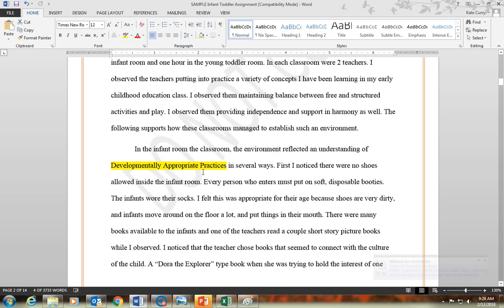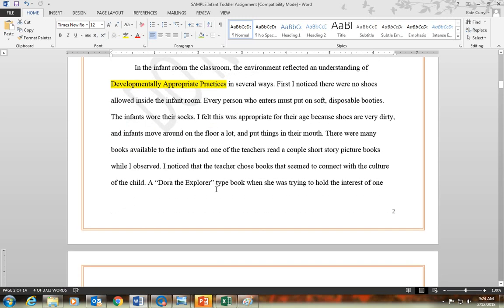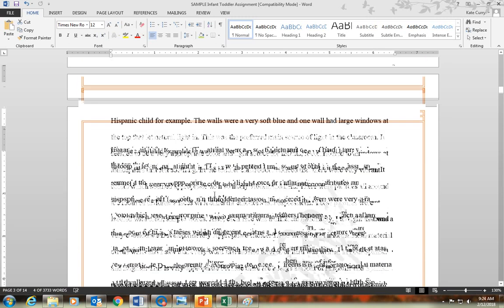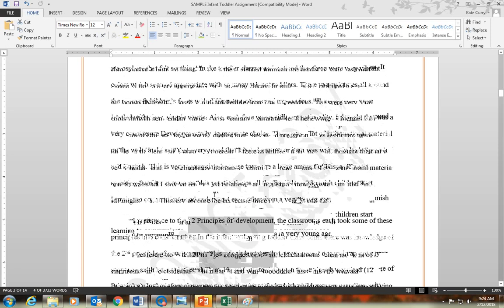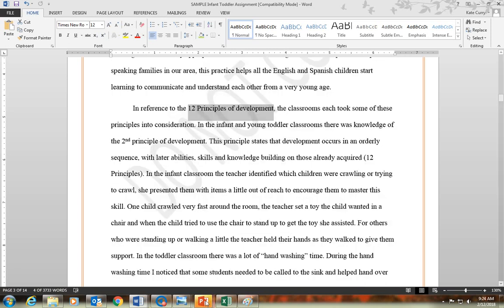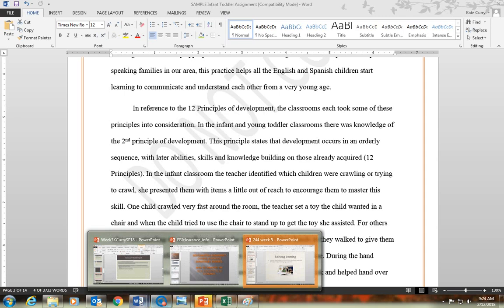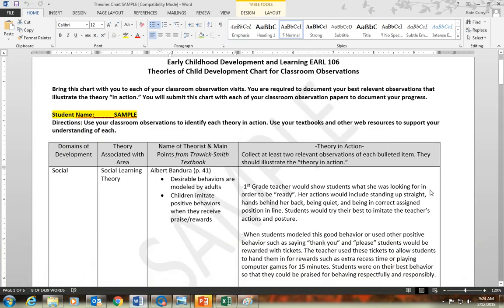And then you can see they start to answer the questions in the same way as the first example that I showed you, only they're writing in paragraph form. So that's completely up to you. Here's a 12 Principles reference, and they follow the same pattern, just a different approach. Okay? And then lastly, you have your theory chart.